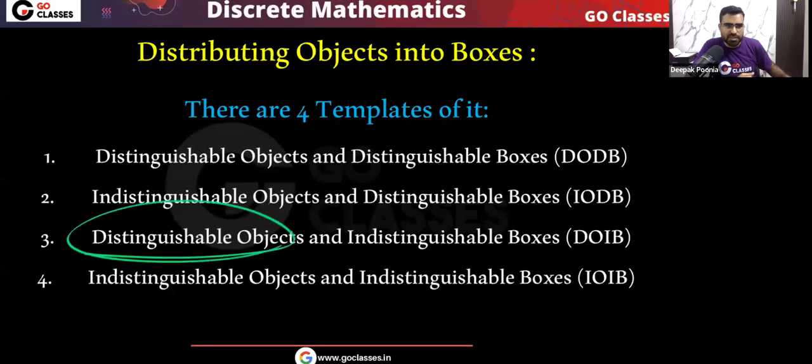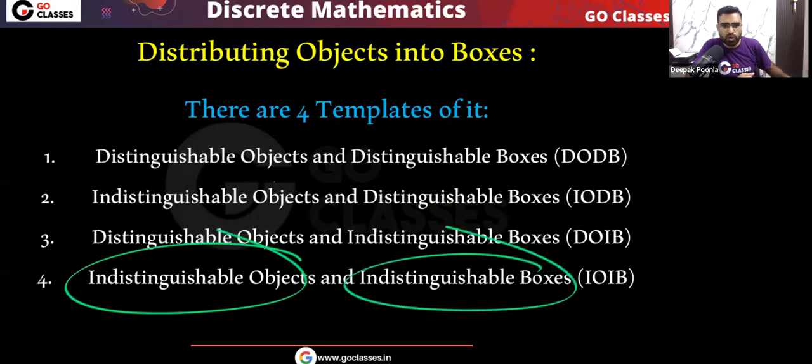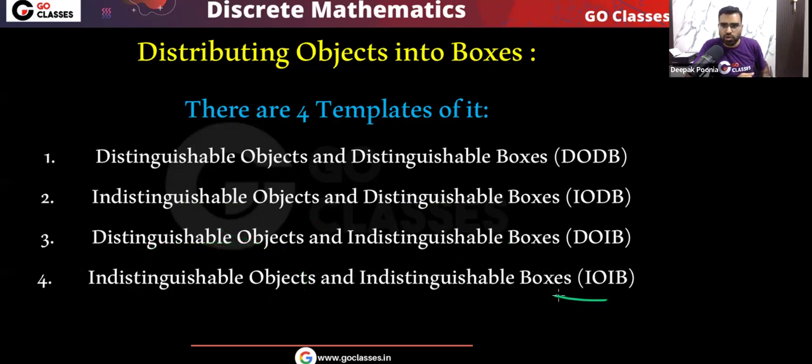Another template is distinguishable objects, where objects can be different but the boxes can be indistinguishable, or I can say identical. So that is DOIB, different objects, identical boxes. Another template is indistinguishable objects, meaning the objects are identical and the boxes are also identical. So that is IOIB, indistinguishable objects and indistinguishable boxes. So these four templates we need to study one by one.